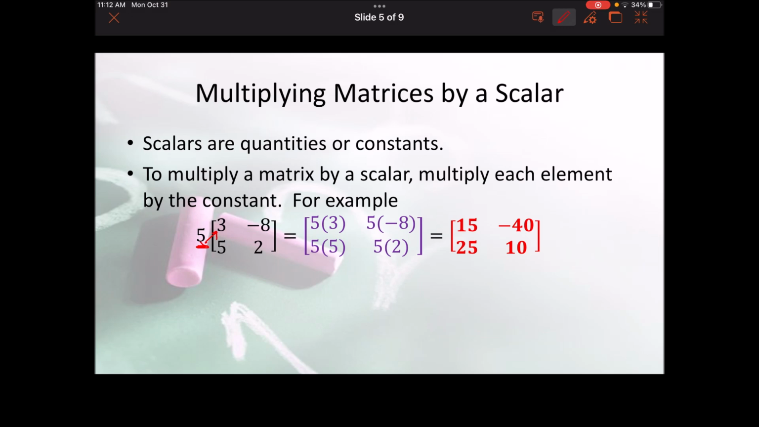Then I take my scalar of 5 and multiply by the second element. 5 times -8 is -40 that I have over here. And then go to a second row. 5 times 5 is 25, which is my final answer here. And then 5 times the 2, which gives me the 10.